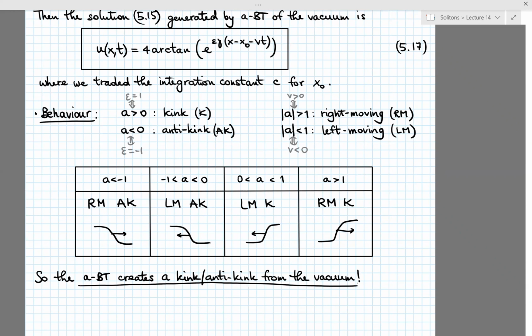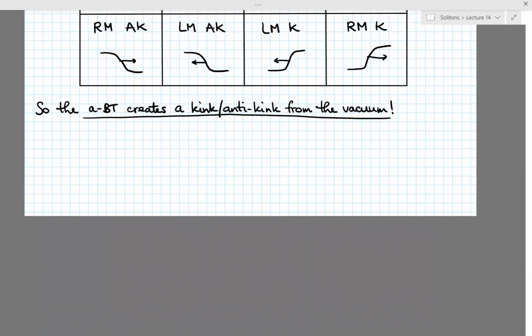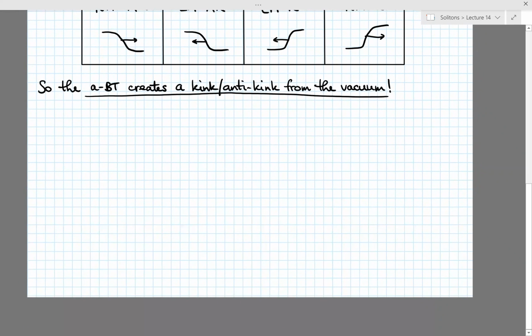And if we vary the parameter A of the Backlund transform, as long as that's different from 0 or infinity, in which case the solution doesn't make sense, and we also vary the integration constant, x0 or c, we can reproduce all the kink and anti-kink solutions that we derived earlier by other methods, for instance, as traveling waves. This is very interesting. If we apply the auto-Backlund transform to the vacuum, we create a kink or an anti-kink.